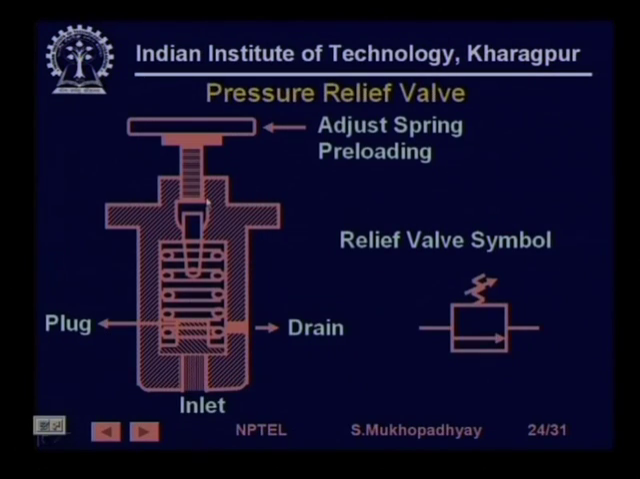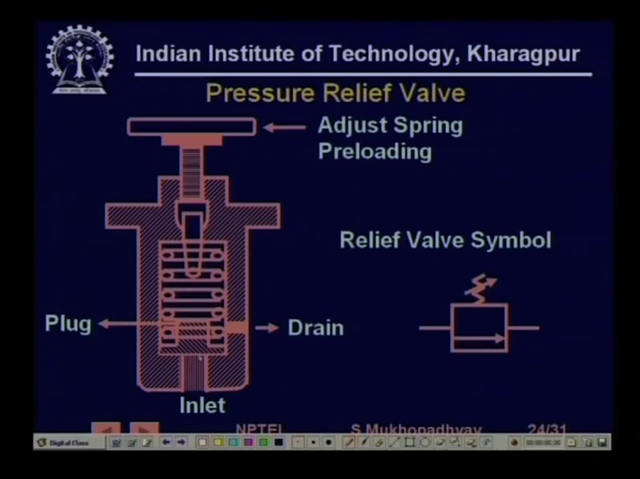So this is a simple pressure relief valve. You see that this is the inlet, and this is the drain. This valve can be connected across a pipeline. If the pressure here increases too much, then this particular poppet will be pushed up, and therefore the fluid will pass through the drain. Since the drain is at a low pressure, the pressure will immediately fall.